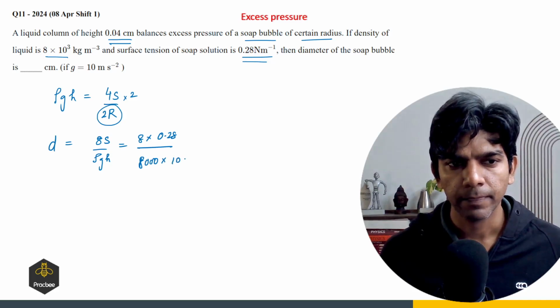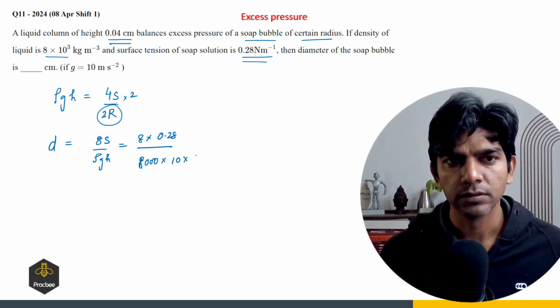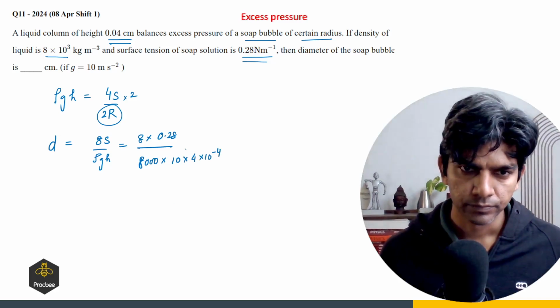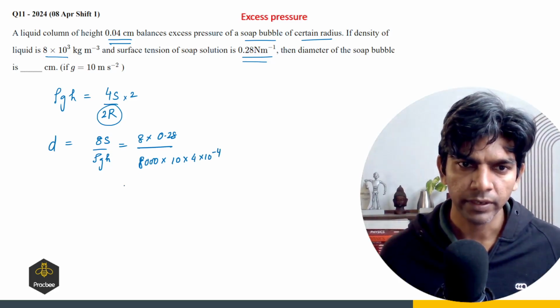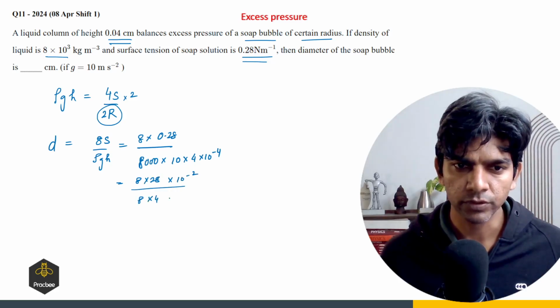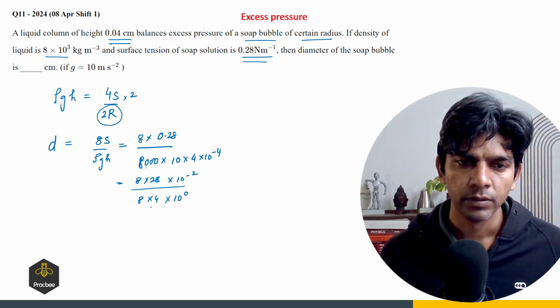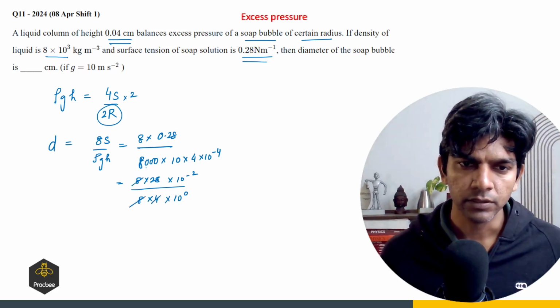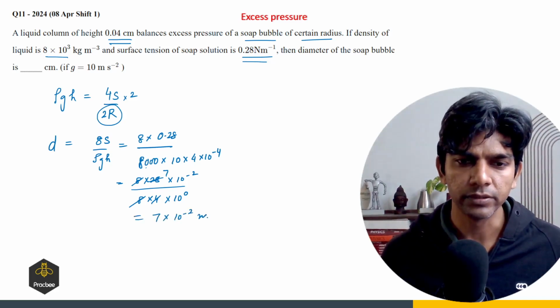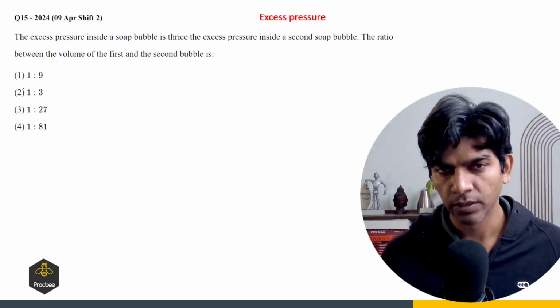G is 10. H is given as 4 into 10 raised to minus 4 meters. Right? So this will become 8 into 28 times 10 raised to minus 2 divided by 8 times 4 into 10 raised to 0. So this will get cancelled out. This will give us 7. So it comes out to be 7 into 10 raised to minus 2 meters, or we can say 7 centimeters. So 7 is the answer of this question.